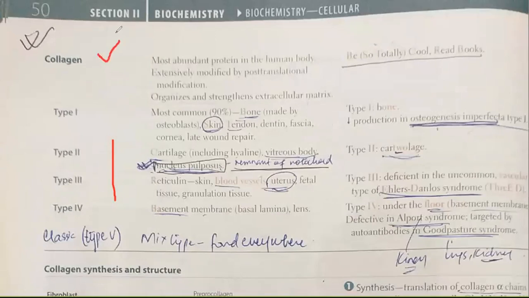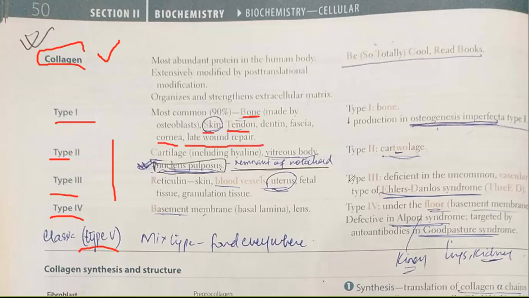Okay, now this picture can explain many things. These are the types of collagen. We have type 1, type 2, type 3, type 4, and then we have a type 5 also. Type 1 is present in your bones. Your osteoblasts are made up of this type 1 collagen. It is present in your skin, your tendons, and your cornea, and it is also responsible for late wound repair. So the important one here is bone.